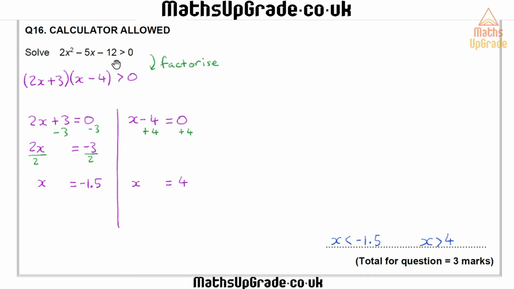So again, look at the shape of this curve. This is a positive x squared curve, so it's a u curve. So at what point would that curve be greater than 0? It would be greater than 0 when x is less than -1.5 and when x is greater than 4. Otherwise it would be less than 0. So that was 3 marks for that question.